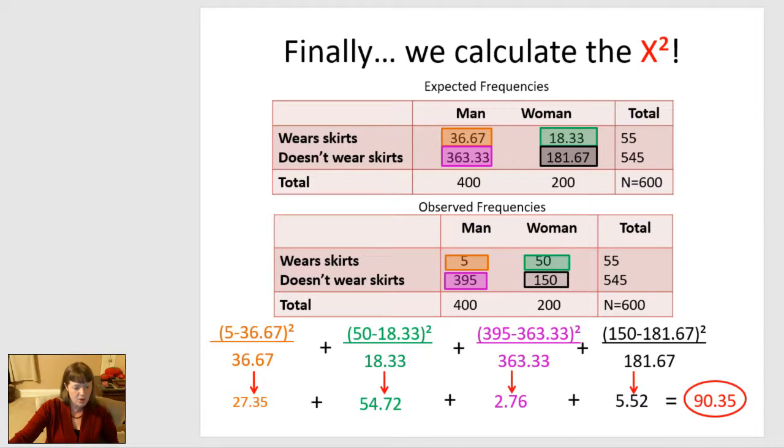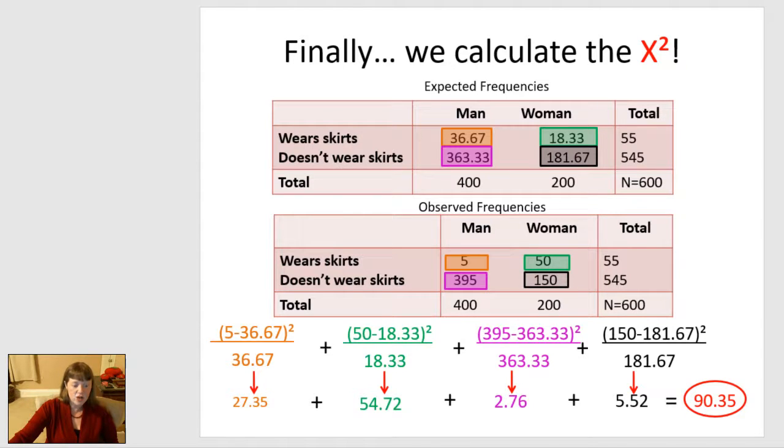What critical value? Well, I have 1 degree of freedom, right? Because the number of columns I have is 2. The number of rows I have is 2. 2 minus 1 is 1. 1 times 1 is 1. That's how we figure out the degrees of freedom for a chi-square test of independence. You remember that? That's right.